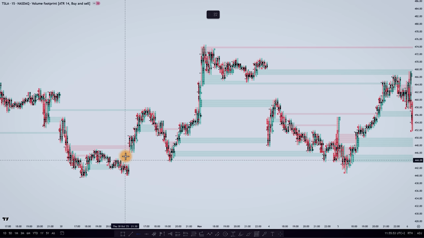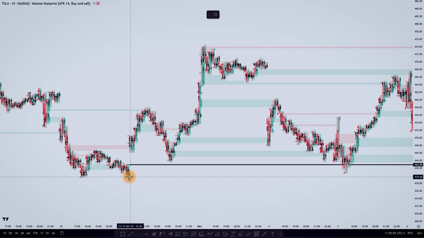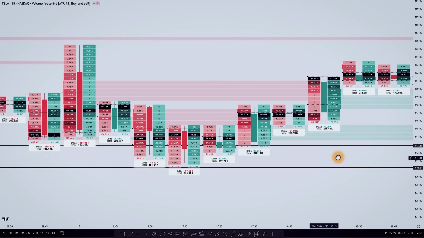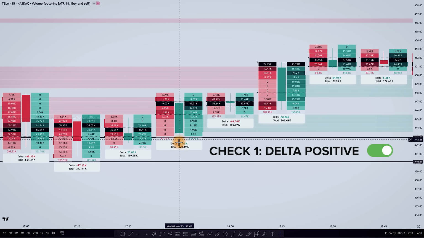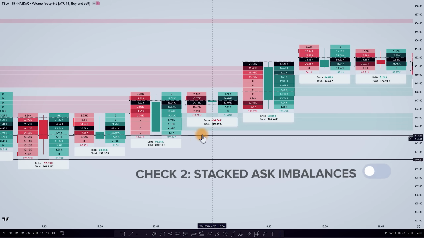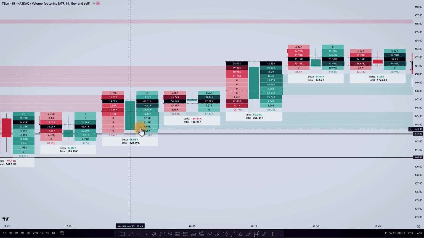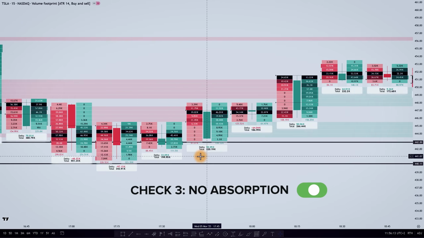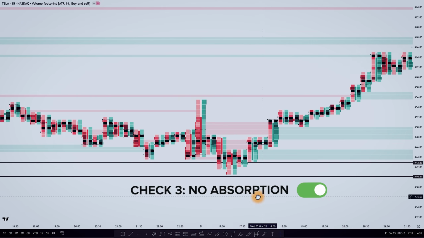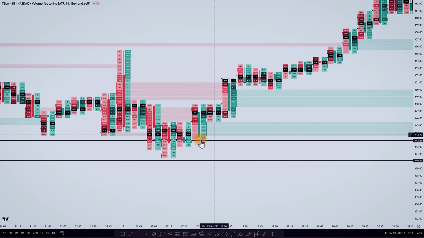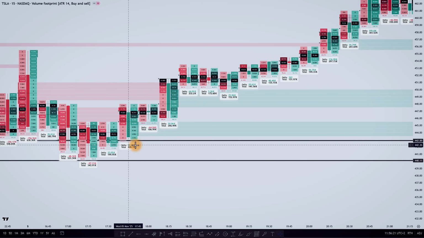Watch this level. Price approaching demand. I open the footprint. First check, delta on this candle, positive. Second check, imbalances. I see consecutive ask imbalances, stacked. Buyers were aggressive right here. Third check, absorption. No. Then price responded and bounced. That's 3 green lights. Now I have confidence in this level.